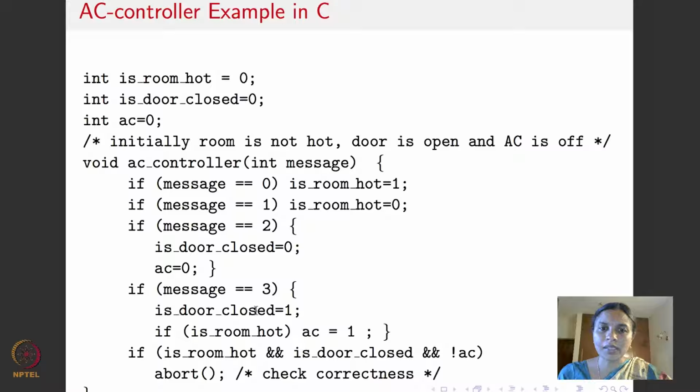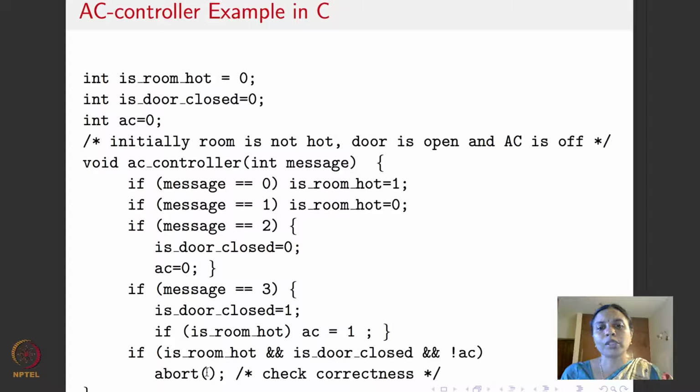If the message is 3, then it closes the door, and if the room is still hot, it switches on the AC. And if the room is hot, the door is closed and the AC is not on, there is an error in the program, because the door is closed, the AC is not on, and the room is very hot, which means the controller is not working.